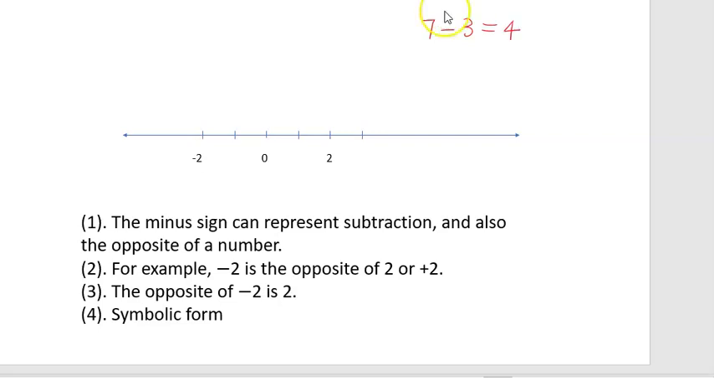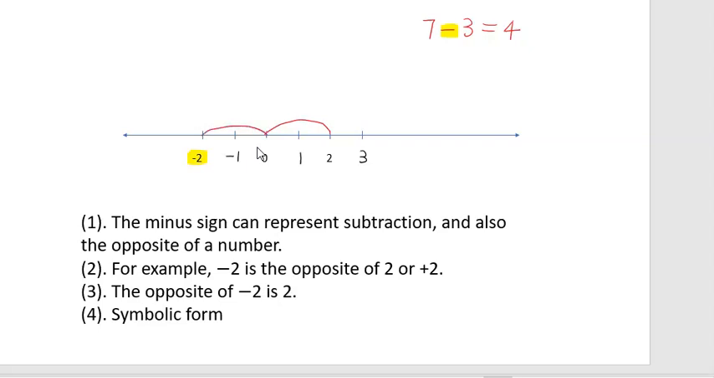But this minus sign, if we just put it in front of a number, for example, -2, it means the opposite of 2. So as you can see on the number line here, 0 is right here. To the right, we have all the positive numbers, 1, 2, 3, and so on. And to the left side, we have the negative numbers, -1, -2, and so on. And when we look at 2 and -2, they are opposite of each other with respect to 0.